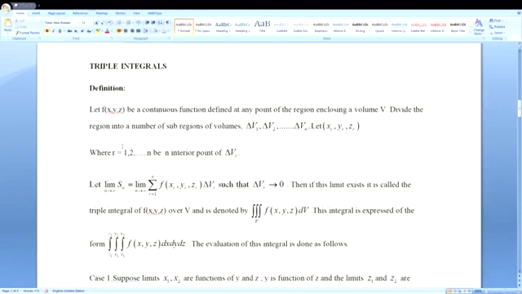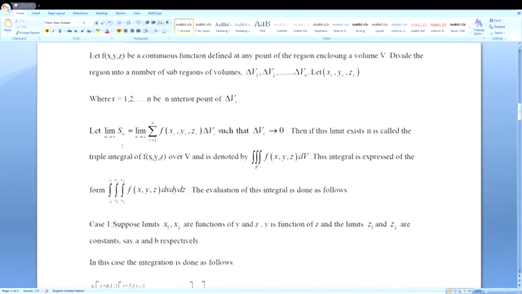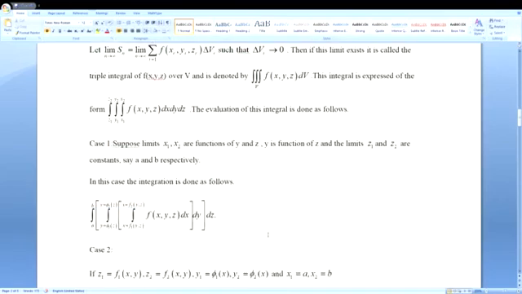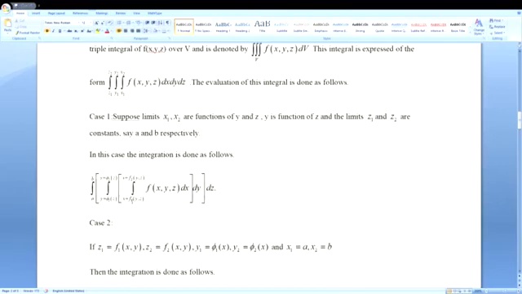The evaluation of this integral is done as follows. Suppose x1, x2 are functions of y and z, and y is a function of z. Then the limits for z, z1 and z2, are constants, say a and b respectively. Then we can write integral a to b, integral y varies from phi1 of z to phi2 of z, and x varies from f1 of (y, z) to f2 of (y, z), f of x, y, z dx, dy, dz. That is, we evaluate with respect to x first, followed by y, and then followed by z.